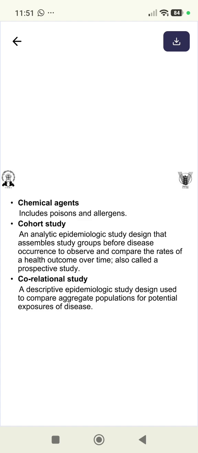Cohort study. Analytical epidemiology study in which the study groups are assembled before disease occurrence to observe and compare the rates of the health outcome over time, also called prospective study. Correlational studies. Descriptive epidemiology study design to compare the aggregate populations for the potential exposure to disease.